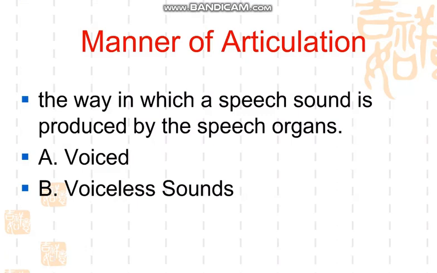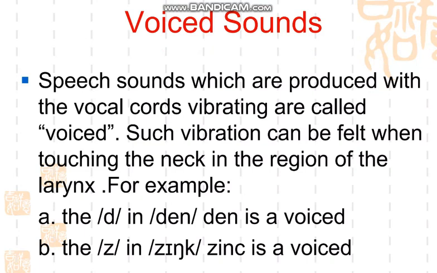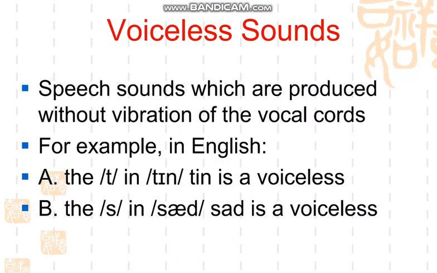In the manner of articulation, we consider the way in which a speech sound is produced by the speech organs, like the difference between voiced and voiceless sounds. Voiced sounds are speech sounds produced with the vocal cords vibrating. Such vibrations can be felt when touching the neck in the region of the larynx. For example, the D in "den" is voiced, and the Z in "zinc" is voiced. Voiceless sounds are speech sounds produced without vibration of the vocal cords. For example, the T in "tin" is voiceless, and the S in "sad" is voiceless.